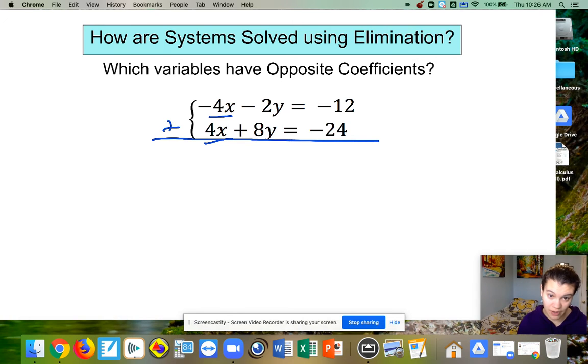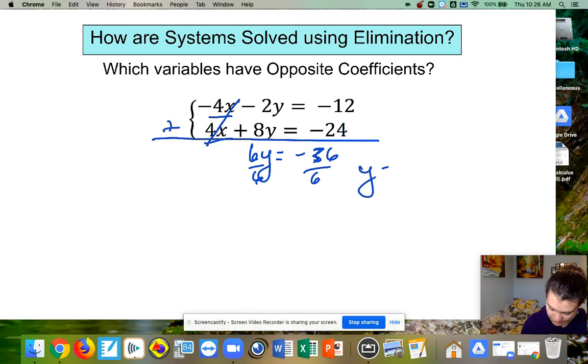So negative 4x and positive 4x are going to cancel. And then here you're going to get a positive 6y. Negative 12 minus 24 is negative 36. And then you can divide both sides by 6, and y equals negative 6.